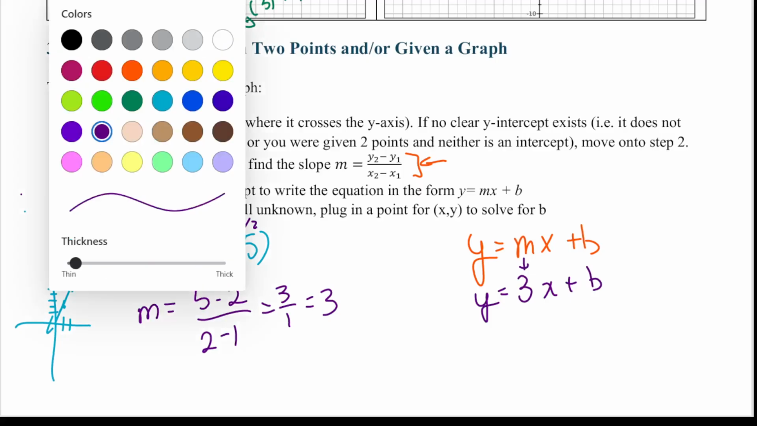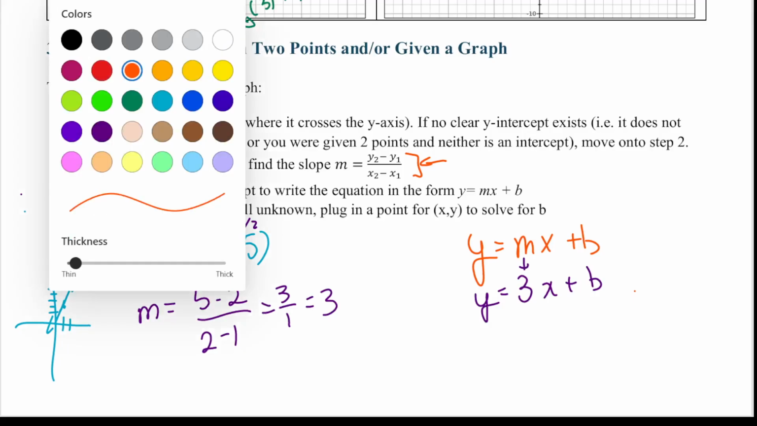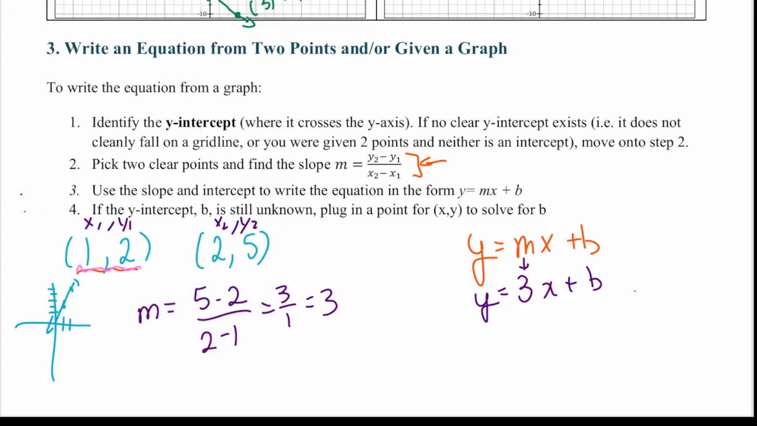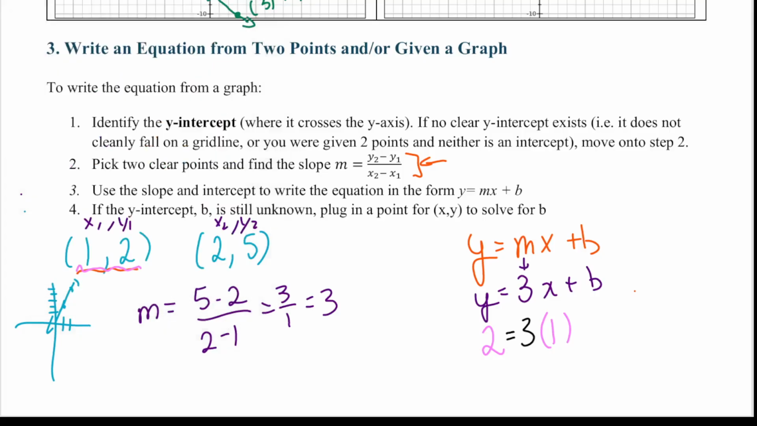You don't know b yet because you happen not to read it from your graph. If you did just read b from the graph, you would plug in b, call it a day, b being your y-intercept. Otherwise, you can plug in any point. I'm just going to pick the first one. Let me change colors here a little bit. So you're going to replace y with the y value at that point, replace x with the x value of that point, drop down the rest of your equation, and then you can solve for b.